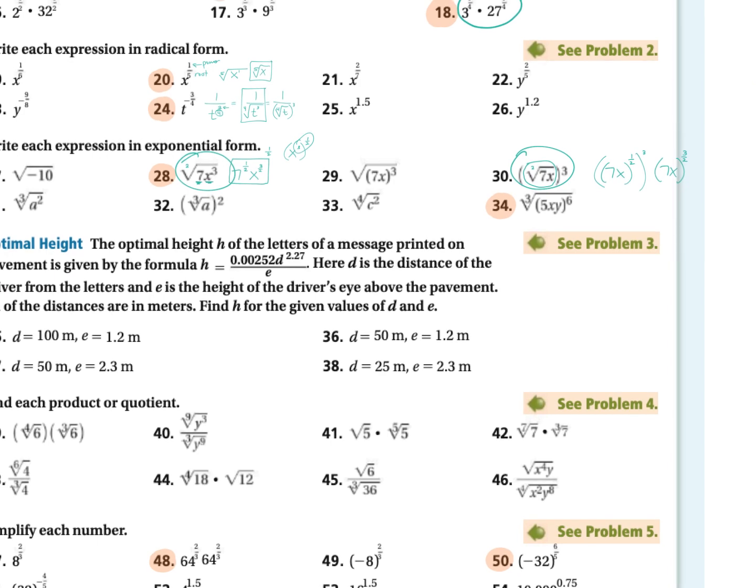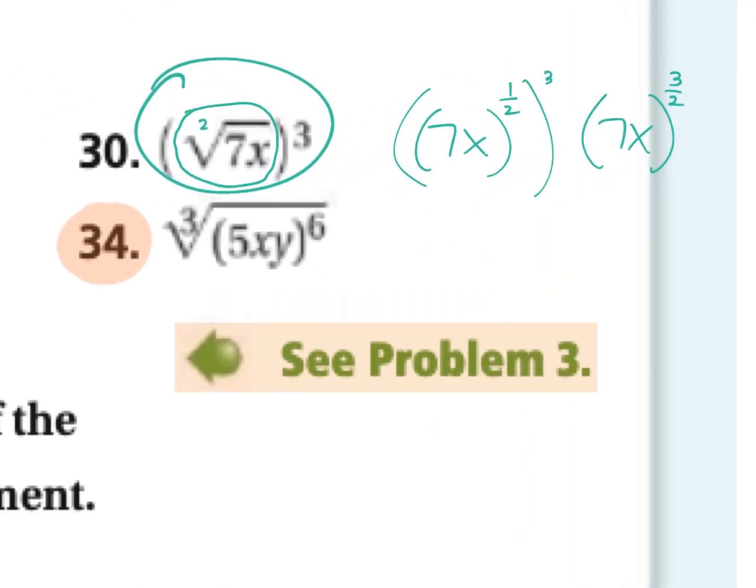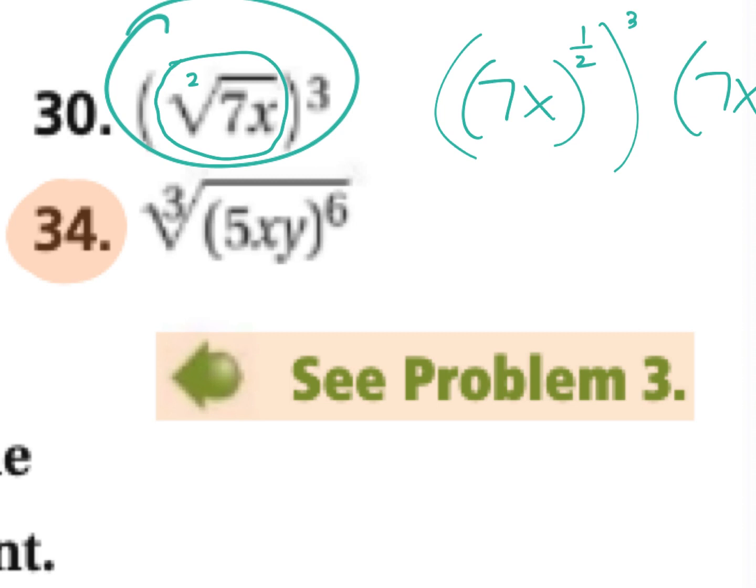Okay, 34, you have the cube root of 5xy to the 6th power. Now for this one, you are essentially going to take everything, 5xy to the 6th power, and then take the cube root of that. But you can also think of it like this, okay? This is a third root, a cube root, and it's to the 6th power.